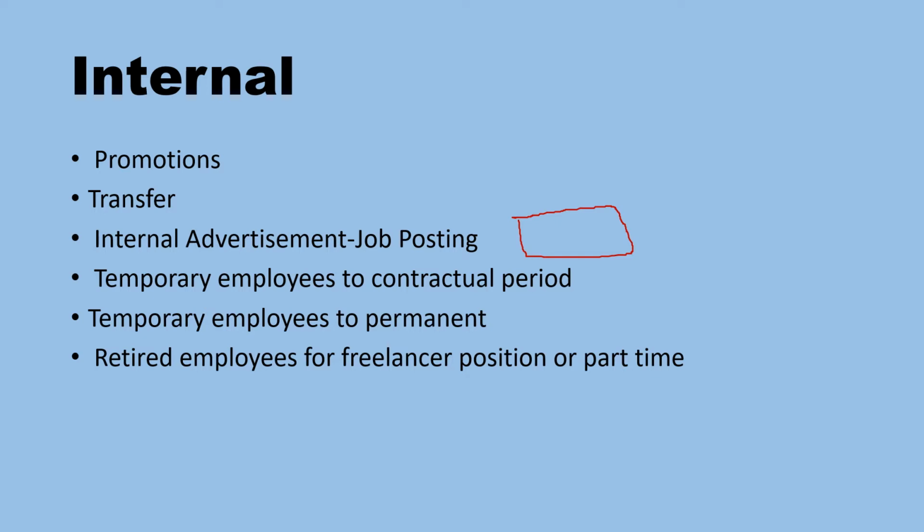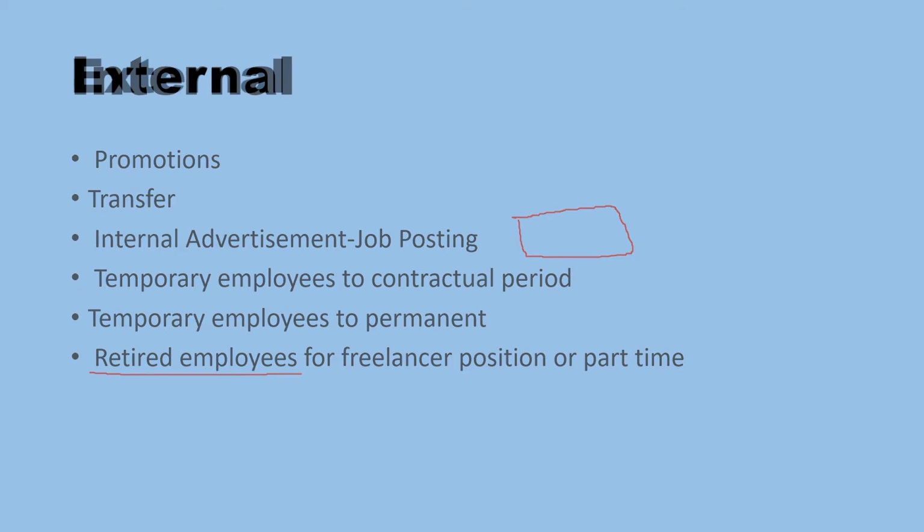And finally, very important, many organizations rely on retired employees. Retired employees have rich experience, maybe 20, 25, 30 years, and when they retire they can be called back temporarily for some freelance position or part-time job role, so that their experience can be utilized for the organization. This is also another possibility of internal source of recruitment. So these are the 6 different ways an organization can find their future potential candidates internally. So this is internal source of recruitment.